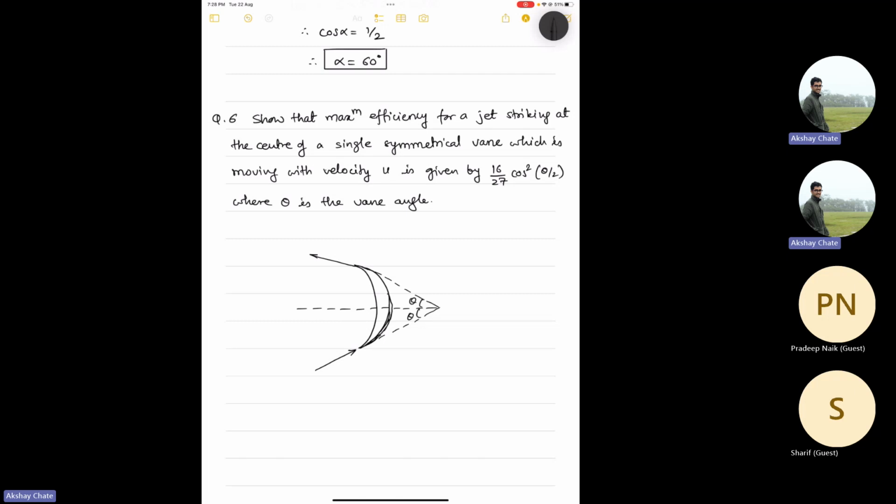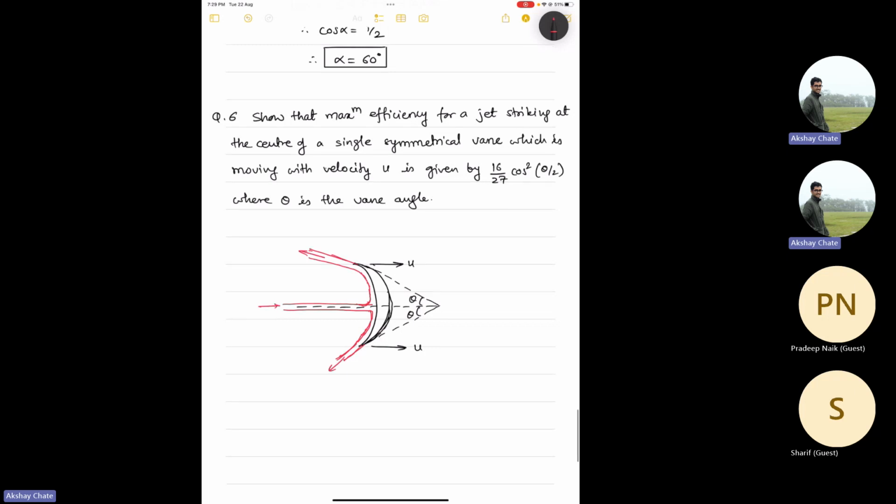So this is the theta, but now this plate itself is moving with velocity u, with the same velocity in the x direction as u, and the jet that is coming is like, okay, maybe I'll use a different color. So the jet is coming in this direction, and it is center hitting and going out like this, at the same angle theta. Okay, maybe my drawing is not that good, but it should be like that only. Yeah, so this is the jet speed.